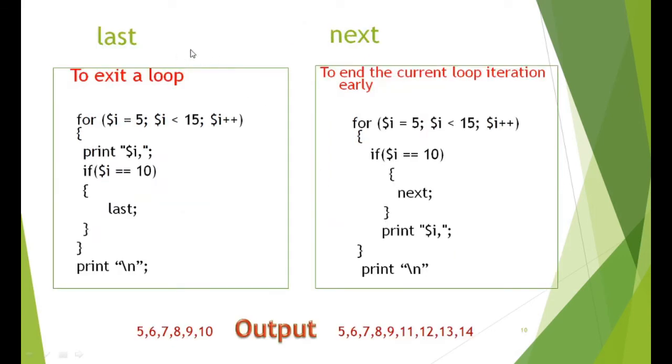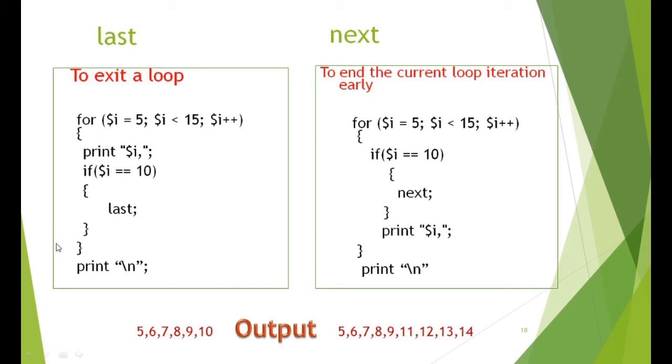You have two statements called last and next. Last is to exit a loop and next is to end the current loop iteration early. We'll see with an example. Here I am initializing i with 5 and incrementing i, checking whether i is less than 15. If it is less than 15, I am printing it. And then if it is equal to 10, I am just giving last. That means when the condition is true, control will exit the loop.